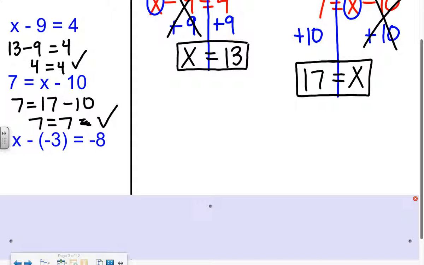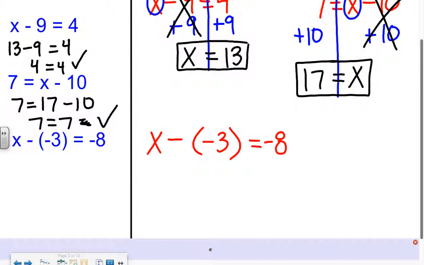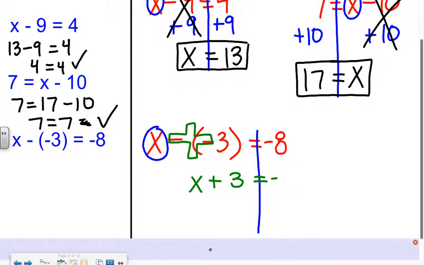All right, this one looks a little bit different than what we've done so far. x minus a negative 3 equals negative 8. Before I do anything to both sides on this one, I want to do something else first. Whenever you see minus a negative, you want to change that into a plus. This has now gone from a subtracting problem, subtracting a negative 3, to an addition problem. So now I could rewrite this as x plus 3 equals negative 8.